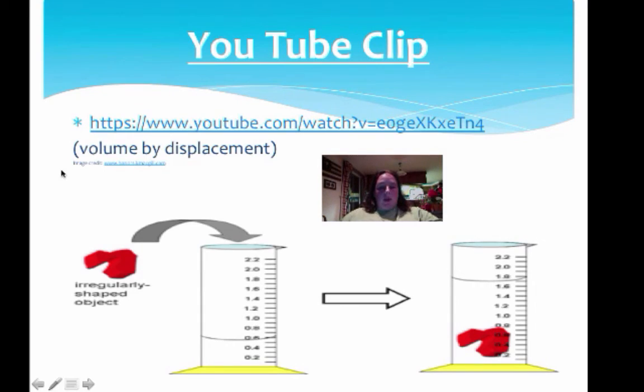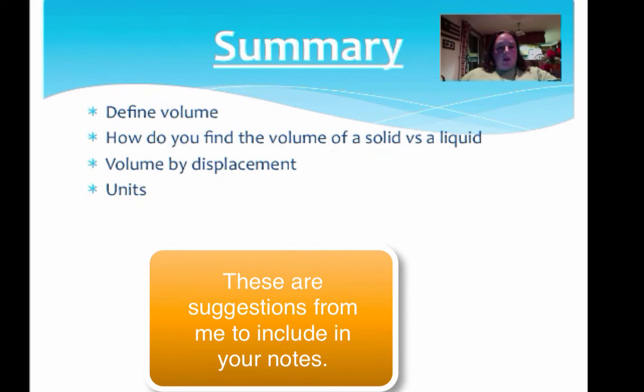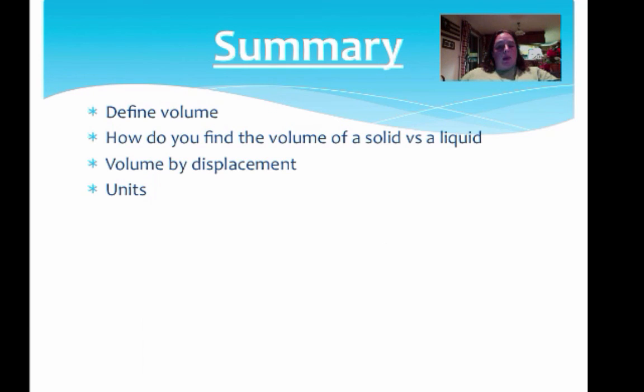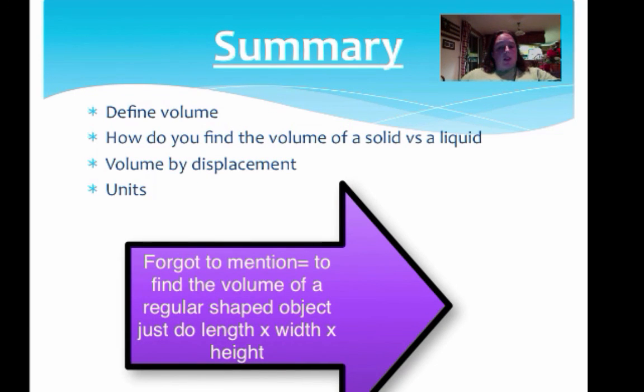Alright, so I hope you enjoyed that clip and it showed you a little bit about volume by displacement. So here is your summary. Make sure you define volume. Make sure you say that you know how to find the volume of both a solid and a liquid. And don't forget that volume by displacement is good for an irregular shaped object.